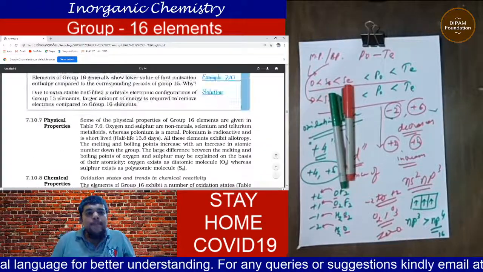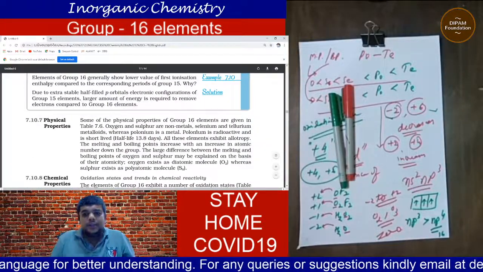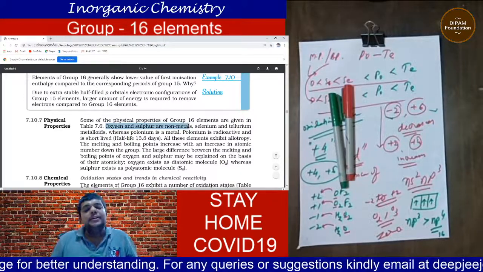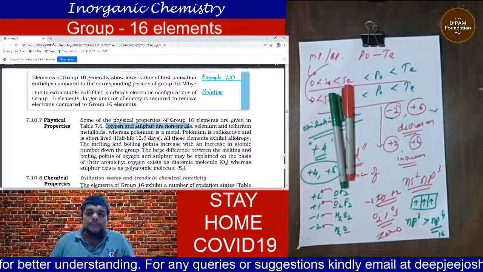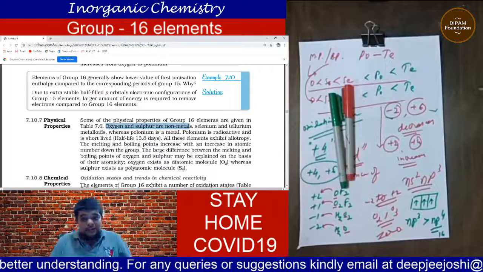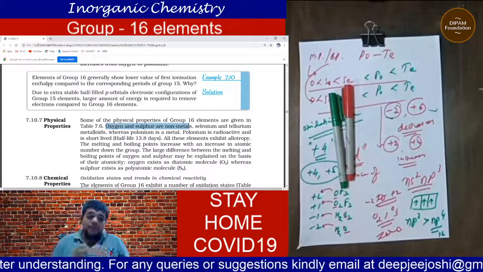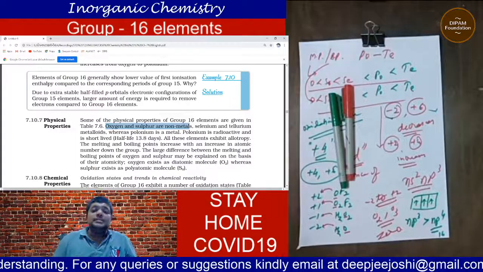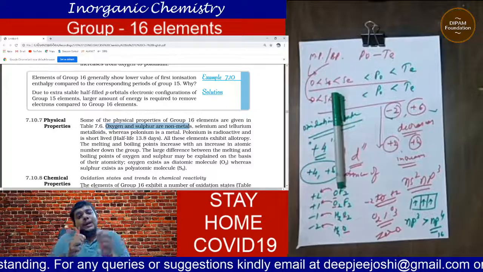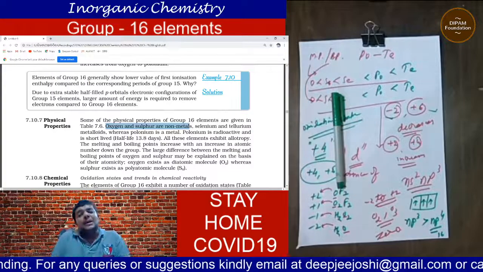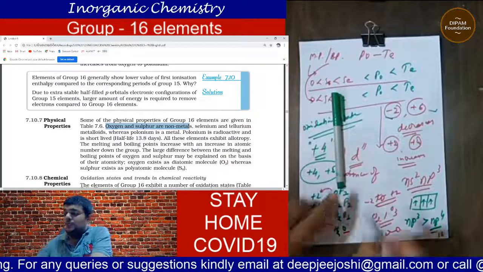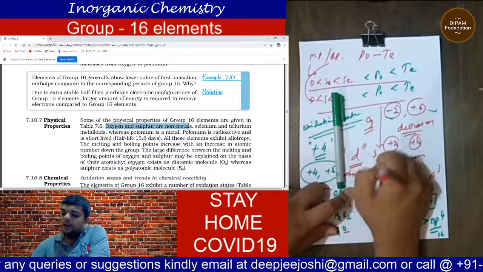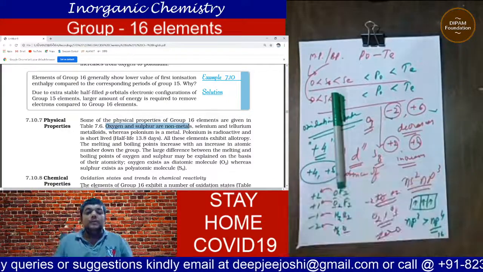Over here, if you see in the physical properties, you are very much versed that oxygen and sulfur are non-metals. Selenium and tellurium are metalloids, whereas polonium is a metal. Polonium is a radioactive metal, a product of thorium or uranium on radioactive decay, with a half-life of 13.8 days. All these elements exhibit allotropes. You know, when an atom combines with the same atom and forms a molecule, we generally call it an allotrope. Ozone is an allotrope. S8 is an allotrope. These are the ways allotropy comes into existence.